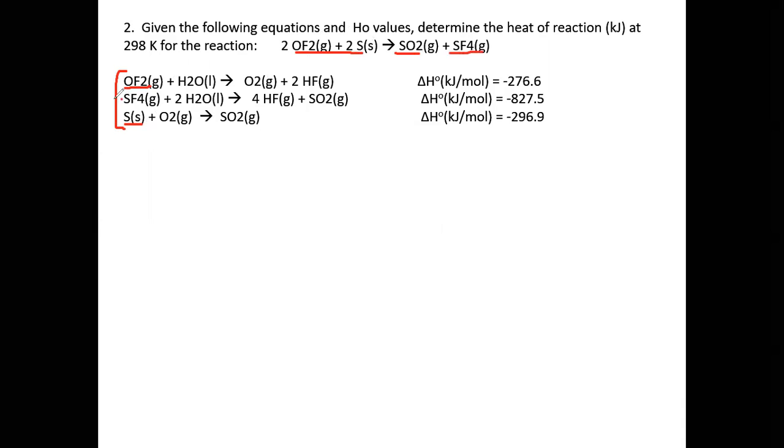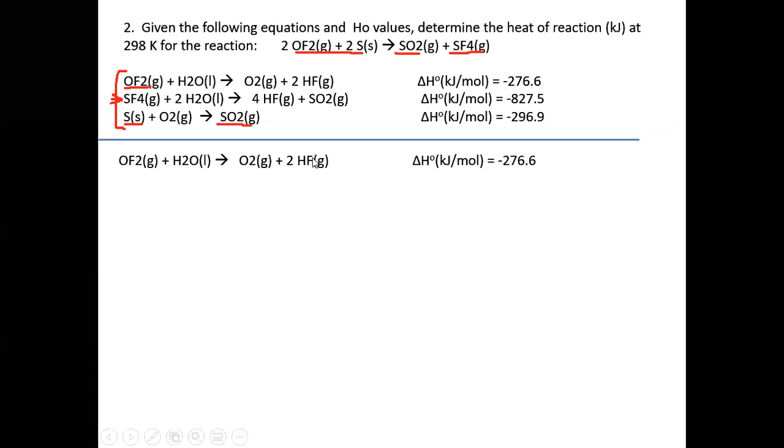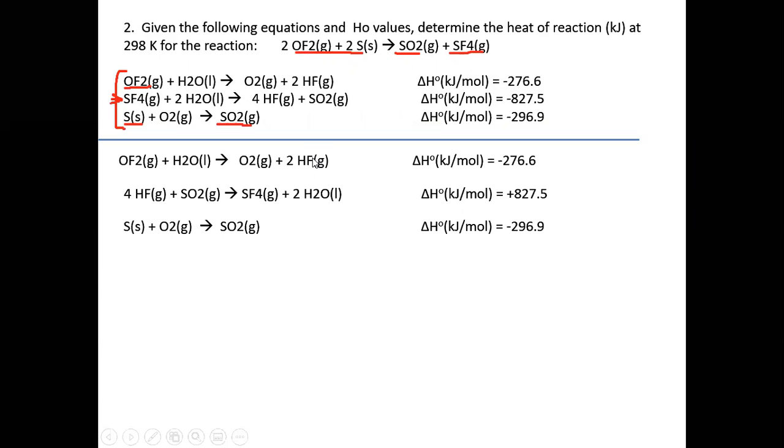Well, here in the second equation, SF4 is a reactant, so we're going to need to flip the second equation, and we see here SO2 is a product. So the only thing we need to do in regards to flipping is to flip the second equation. So when we flip, we change the sign of delta H. So it went from negative 827.5 to a positive 827.5. So we've done all the flipping we need to do. Now we've got to work on the coefficients.